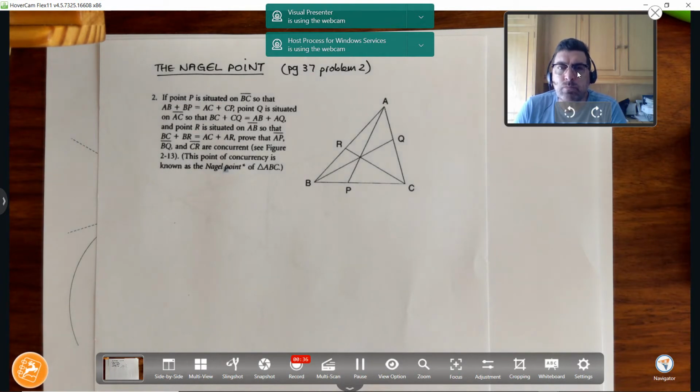The constructions that we needed to do and the things we needed to think about. So let's start and look at how this proof works.